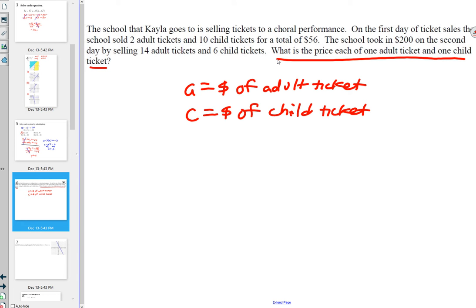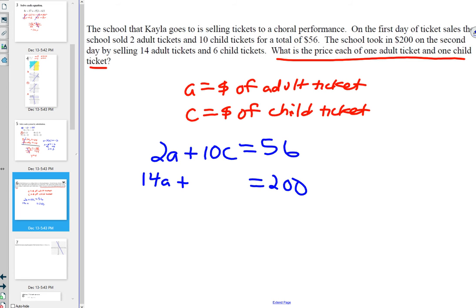Look at the second sentence. Okay, 2A is good. Yeah, that's a good start. 2A plus 10C is equal to 56. That'll work. And then on the second one, they made $200 by selling 14 adult tickets and 6 child tickets. And now this just becomes a system.